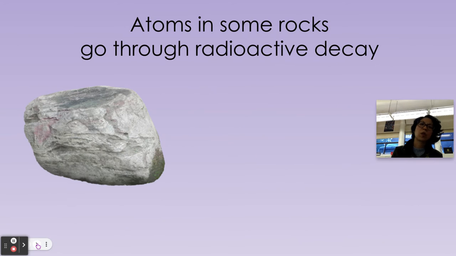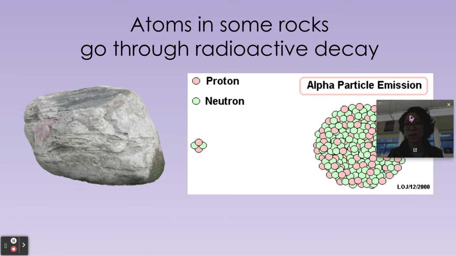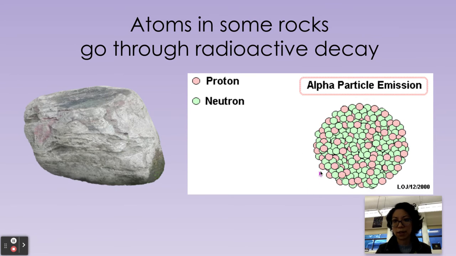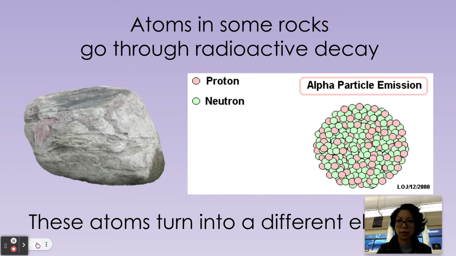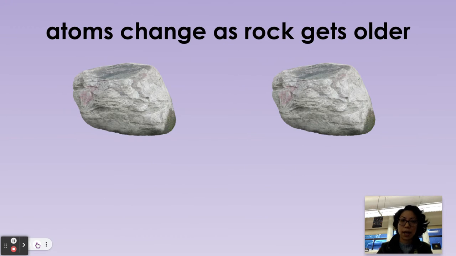Okay. So let's think about a rock and let's pretend there's some radioactive atoms in there, which many rocks have. The atoms in these rocks that are radioactive go through radioactive decay, so the alpha decay and the beta decay we talked about before. This is an atom inside the rock. It's unstable, so it's going to spit out a part of the nucleus and become a new element. These radioactive atoms change into different elements as the rock gets older, because as more time passes, more and more of those atoms are going to be changing.